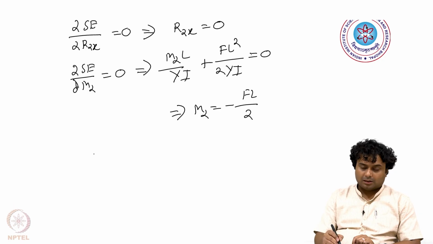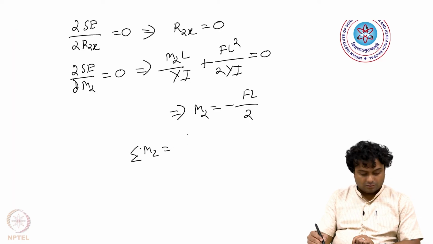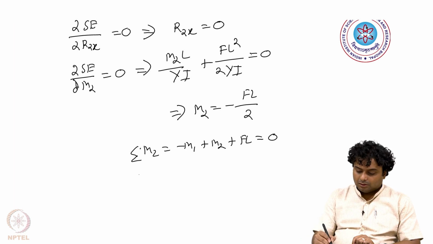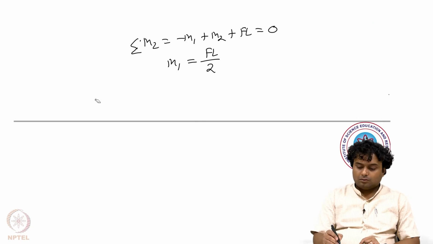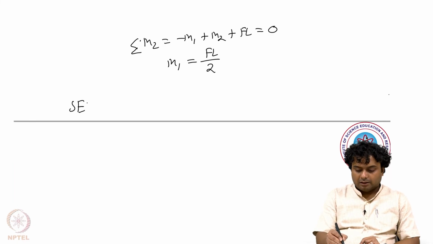Again, from our other condition, sigma Mz equals minus M1 plus M2 plus FL equals 0. Now M2 is equal to minus FL by 2, so we can write that M1 equals plus FL by 2. Though M1 is not required, for continuity we just calculated M1 also. Now we have M2 and M1 both, so we calculate the strain energy again in terms of force.